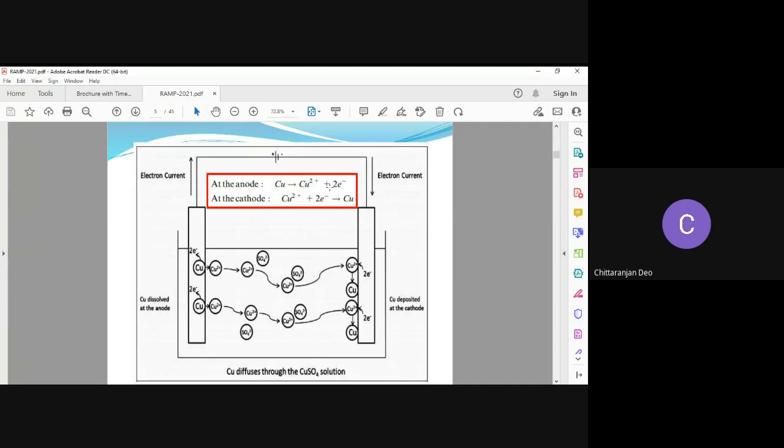If we consider another metal instead of copper, then a hydrogen reaction would also take place, and hydrogen gas would have been produced at the cathode. So this is the basic concept behind the electrolysis process.